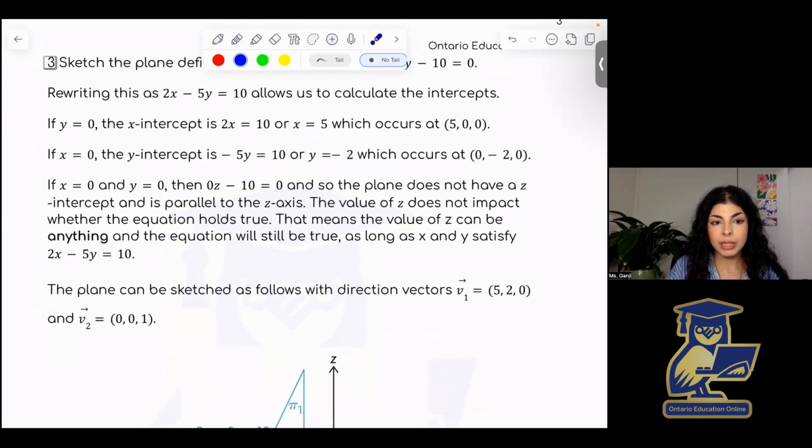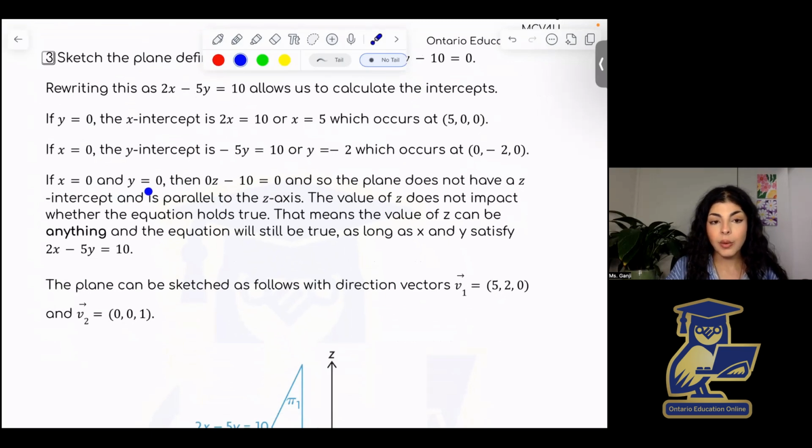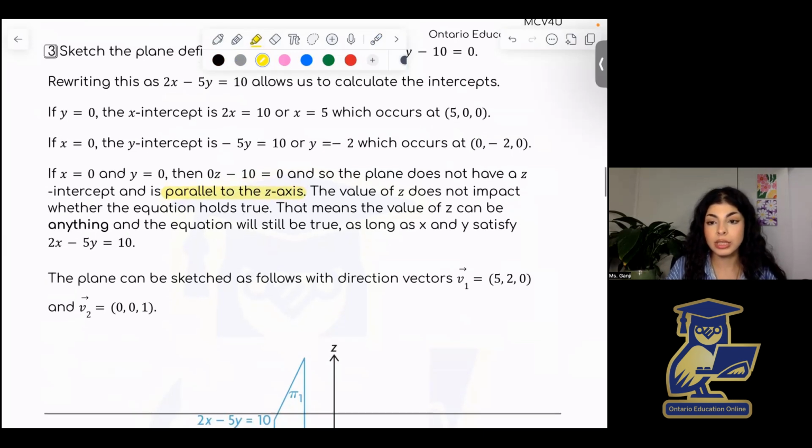So this is exactly, I did mention this part, but because now we know that the z-axis is no longer on our plane, we do consider when x is 0 and y is equal to 0, we get the equation 0z, which is technically the coefficient of z, we just don't write it, minus 10 is equal to 0. But this does not hold true for any value of z. So then we actually have that the plane is parallel to the z-axis, which means it doesn't actually intersect with the z-axis, but they are parallel.